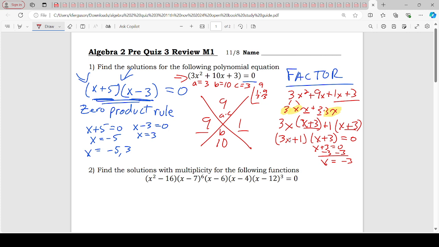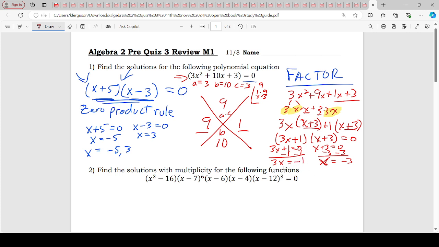The second one was a one-step equation. One step, done. All I had to do was add or subtract 3 from both sides, and I got my x equals -3. Well, here it's a two-step equation. So I got 3x plus 1 equals 0. First, I got to subtract 1 from both sides and get 3x equals -1.